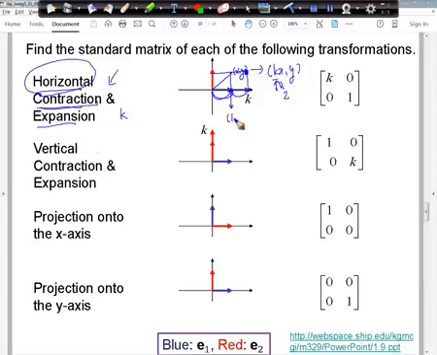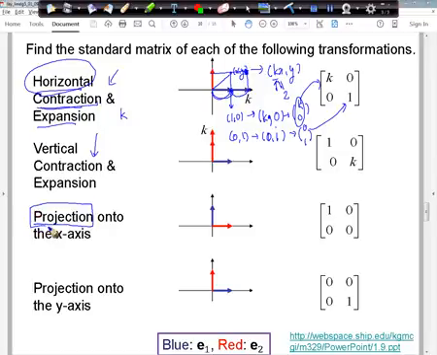So in the case of 1 comma 0, it is transformed into k comma 0. And then 0 comma 1 will become just 0 comma 1, because we don't do anything along the y-axis. So by concatenating each of these as columns, k comma 0 and 0 comma 1, we obtain this matrix, right? We can do the same thing on the vertical contraction and expansion, and this one is called projection.